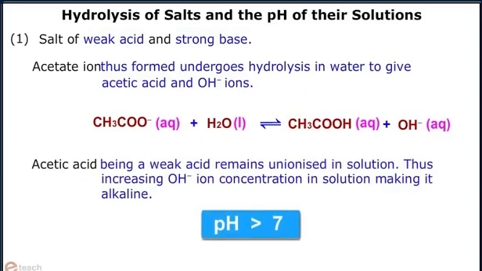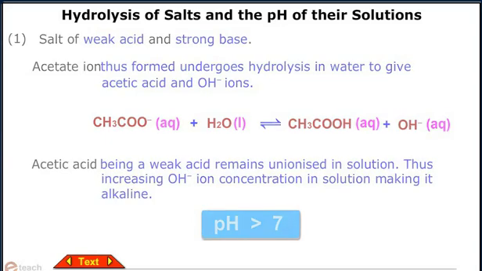Acetic acid being a weak acid remains unionized in solution, thus increasing OH- ion concentration in solution, making it alkaline. This implies that pH is greater than 7.